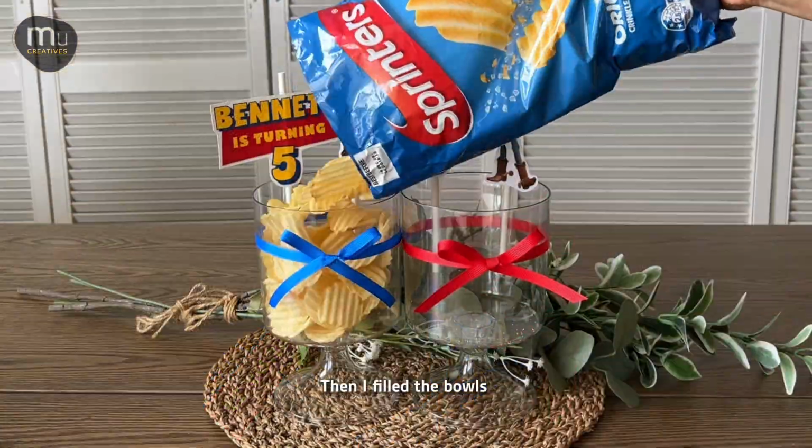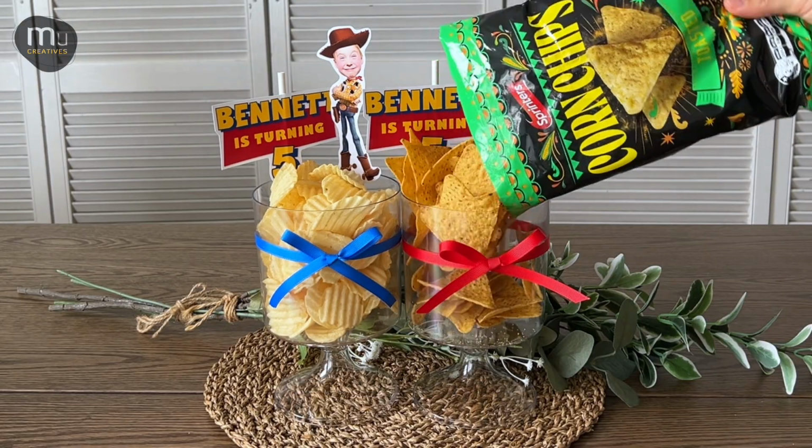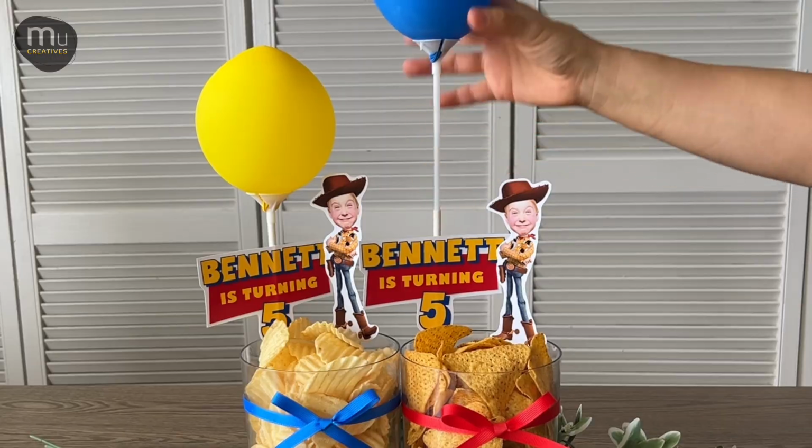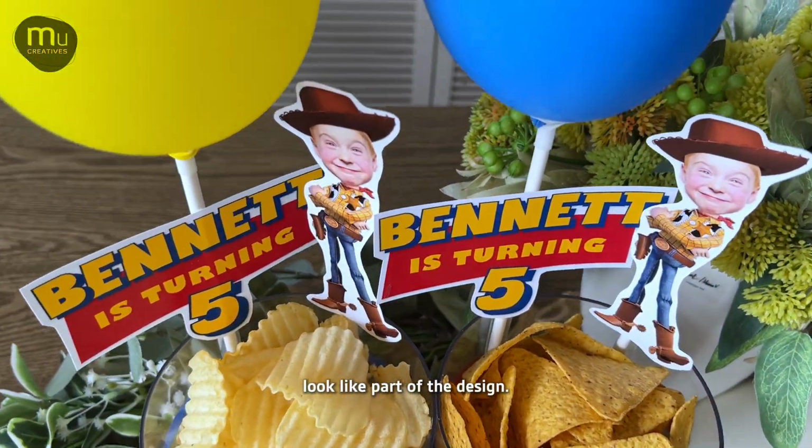Then I filled the bowls with potato chips and Doritos. Adding small balloon picks gives the bowls extra height. Suddenly, everyday snacks look like part of the design.